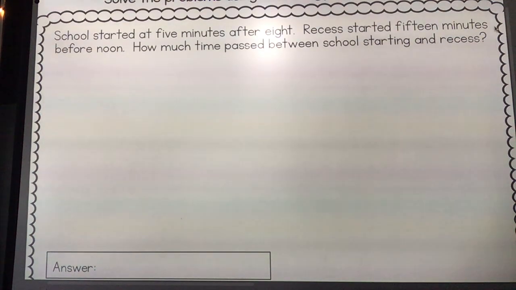School started at 5 minutes after 8. Recess started 15 minutes before noon. How much time passed between school starting and recess? A lot to think about there. School started at 5 minutes after 8. Recess started 15 minutes before noon. How much time passed between school starting and recess?